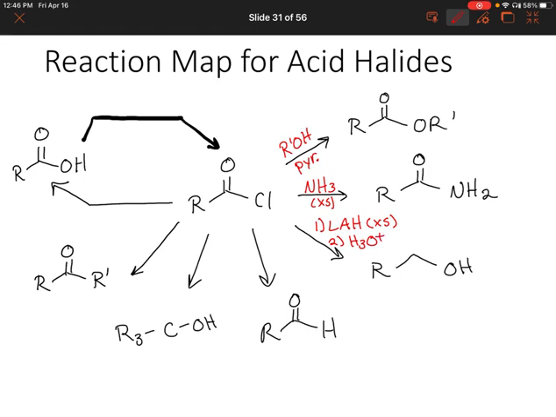If we want to stop at the aldehyde, we're going to use that new reagent we learned about, the lithium tri-tert-butoxy aluminum hydride.